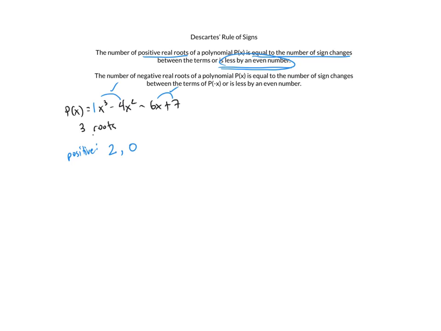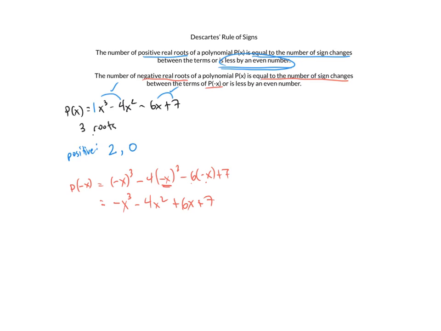Okay, so now the second part, looking for the number of negative real roots, which is equal to the number of sign changes in p of negative x. So the first thing I'm going to do is write p of negative x. That means in the original polynomial, I'm going to replace every x with a negative x. I want to simplify this. When I cube negative x, it's a negative x times a negative x times a negative x, so that would be negative x cubed. When I square negative x, that gives me positive x squared, but it's multiplied by -4. This -6 times negative x would be plus 6x, and then the plus 7 wouldn't change.